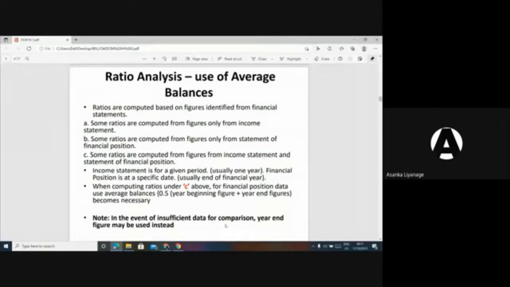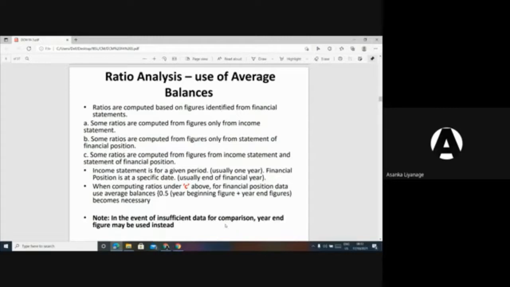Point number 2, when computing ratios under C above, that is where you use figures from income statement and figures from statement of financial position. When computing ratios under C above, for financial position data, use average balances. That is the point I want to make here, right? When it comes to a ratio calculation where you use both figures in the income statement and balance sheet, when you are to take the figures from the balance sheet, take the average balances. But whereas when you only take figures from the balance sheet for ratio calculation, there is no necessity to take the averages.